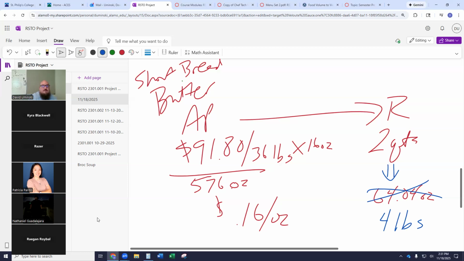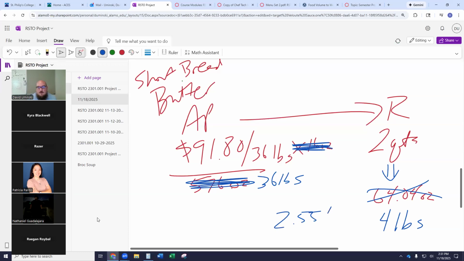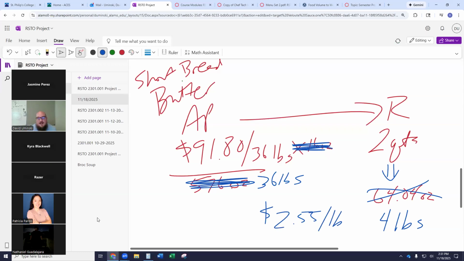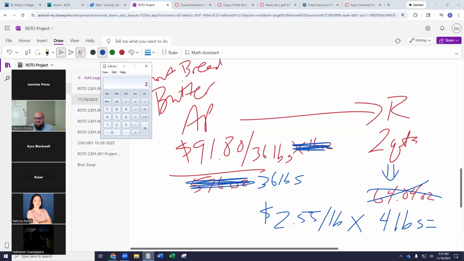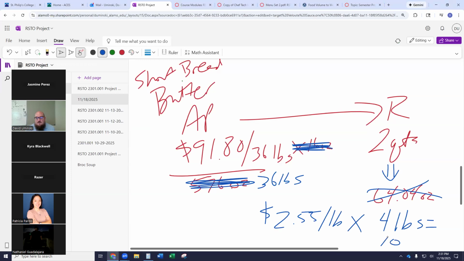So if we divide by 36 pounds, what is our price per pound for butter? Hang on, let me... 91.80. $2.55 per pound. And so now when we multiply that by 4 pounds, that's going to give us a nice even number of $10.20.